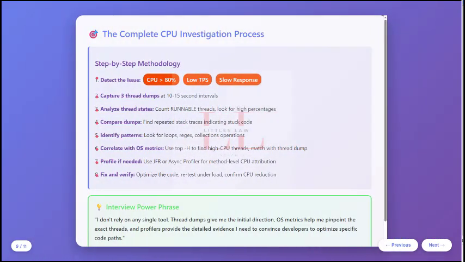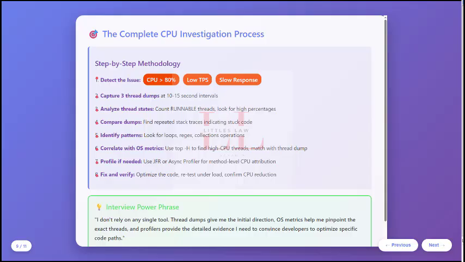So let me give you the complete CPU investigation process that I follow. This is what you should present in your interview. Step one, detect the issue: you can see CPU above 80%, low transactions per second or slow response times. Step two, capture 3 thread dumps at 10 to 15 second intervals. Step three, analyze thread states, count runnable threads and look for high percentages; 60% or more is concerning.